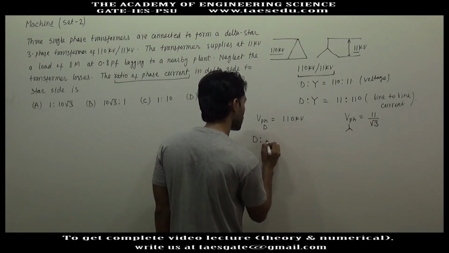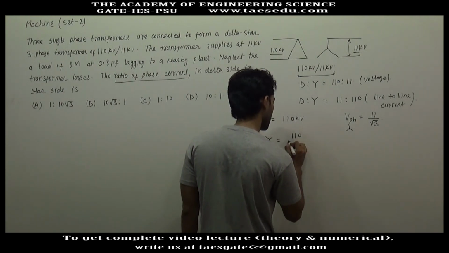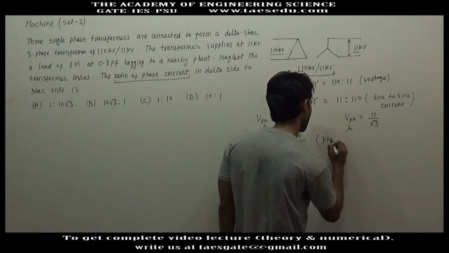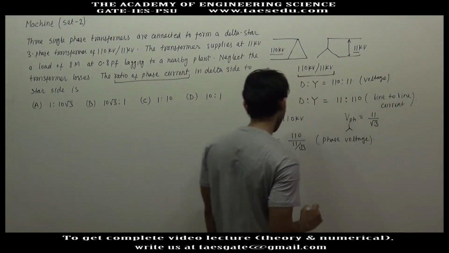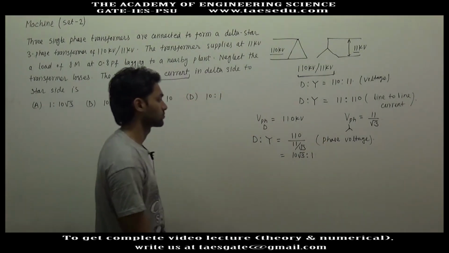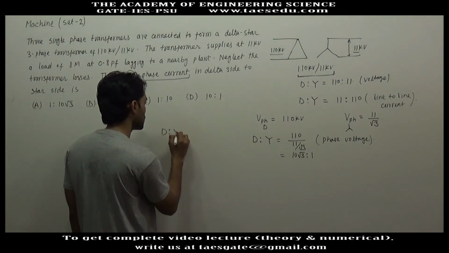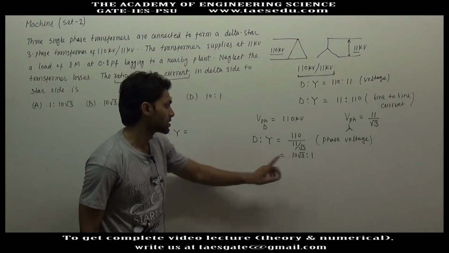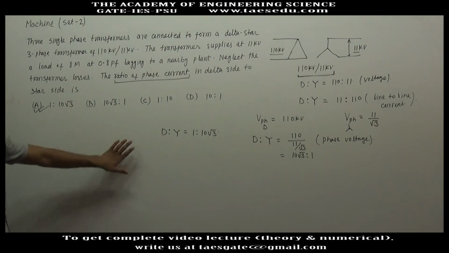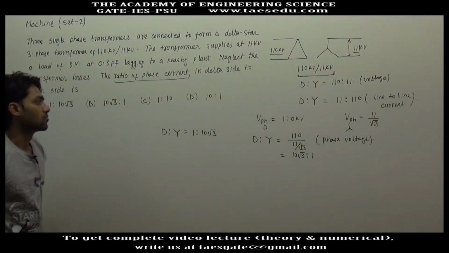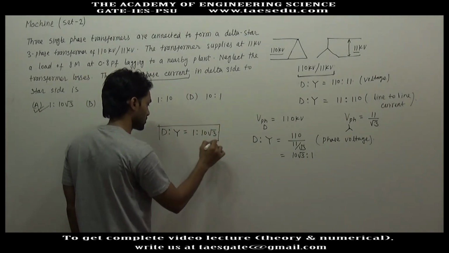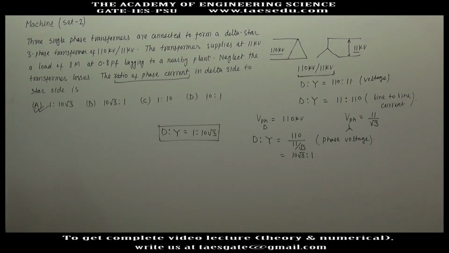Okay, so what is this voltage ratio? Delta to star, this is equal to 110 divided by 11 by root 3, and this is ratio of which quantity? Phase voltage. This is 10 root 3 ratio 1. So delta to star side current ratio will be inverse of this ratio. This will be 1:1 by 10 root 3. Option A will be correct. It does not depend upon which type of load is connected to the transformer. That's why I have not taken any quantity of the load. This will always be true. It does not matter which type of load or what amount of load is connected.